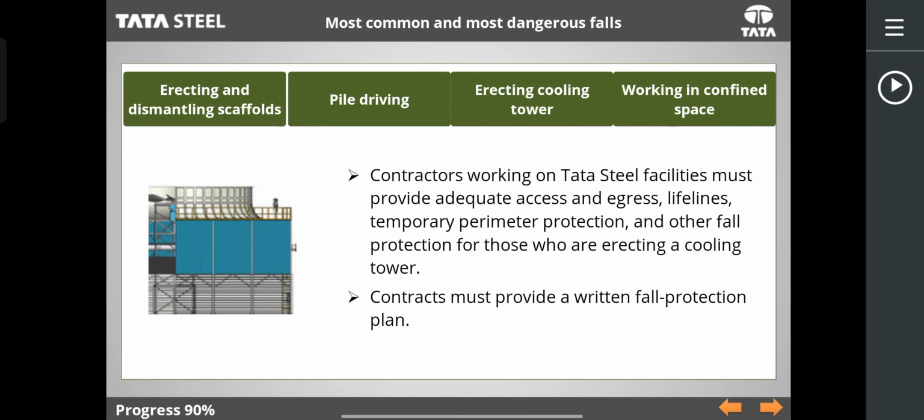Erecting cooling towers. Contractors working on Tata Steel facilities must provide adequate access and egress, lifelines, temporary perimeter protection, and other fall protection for those who are erecting a cooling tower. Contracts must provide a written fall protection plan.